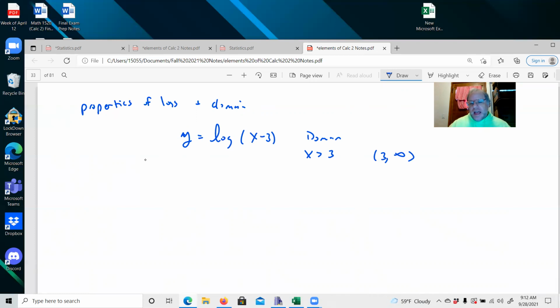And remember, this is just a shift to the right 3 points. So if I wanted to graph it, I won't ask you because I just did the problem before. We would have our asymptote here. Here's 4. And we're going to have our logarithm. But the domain is what I'm going to ask. Not going to be that easy.